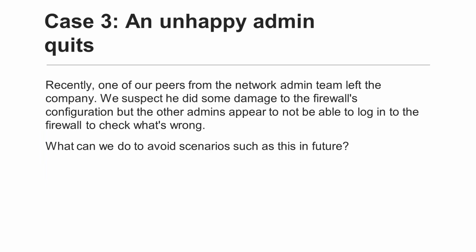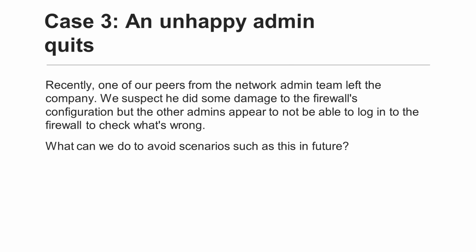Now, it quite a few times happens that some network admins are unhappy and they quit the company. So we have a use case here. Recently, one of the peers from the network admin team left the company. We suspect he did some damage to the firewall's configuration, but the other admins are not able to log into the firewall to check what's wrong. He has done some kind of configuration changes, maybe password changes as well. So people are not able to log in and check what change happened. How can we avoid this kind of scenario in future?